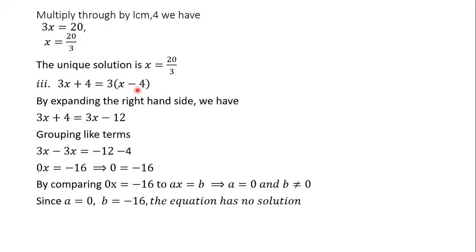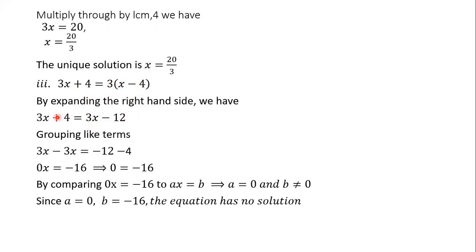I said when you have a bracket, you have to expand to remove the bracket. So on the right hand side here, we have multiplied the 3 by x and 3 also by minus 4 to get rid of the bracket. So you have 3 times x, 3x, 3 times 4 is 12. Therefore, we have 3x minus 12.